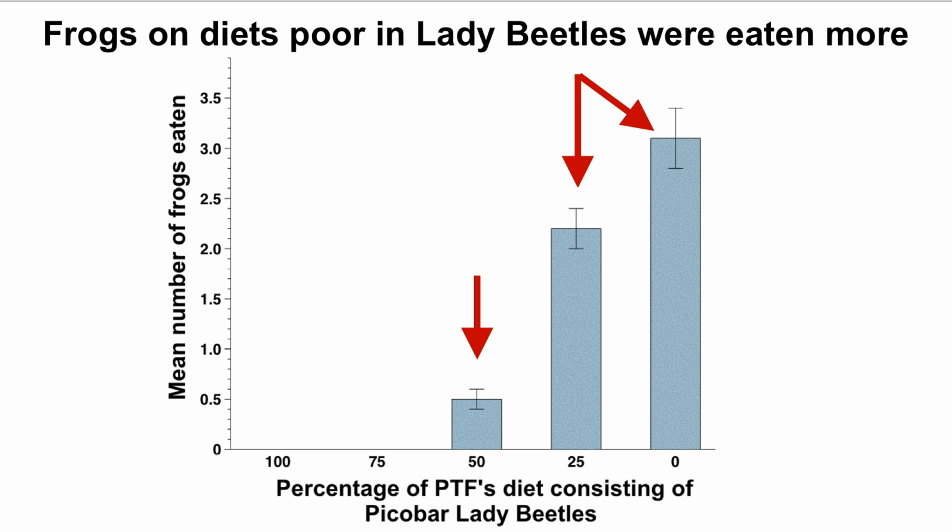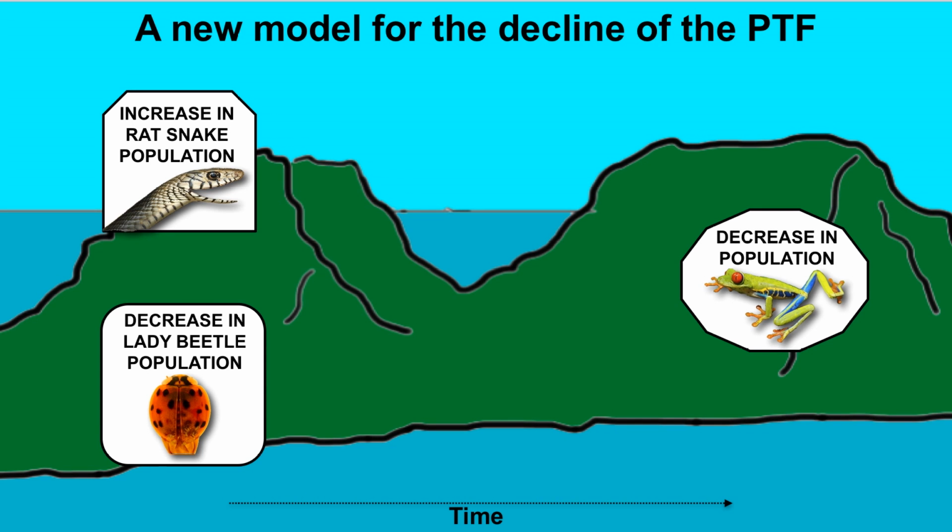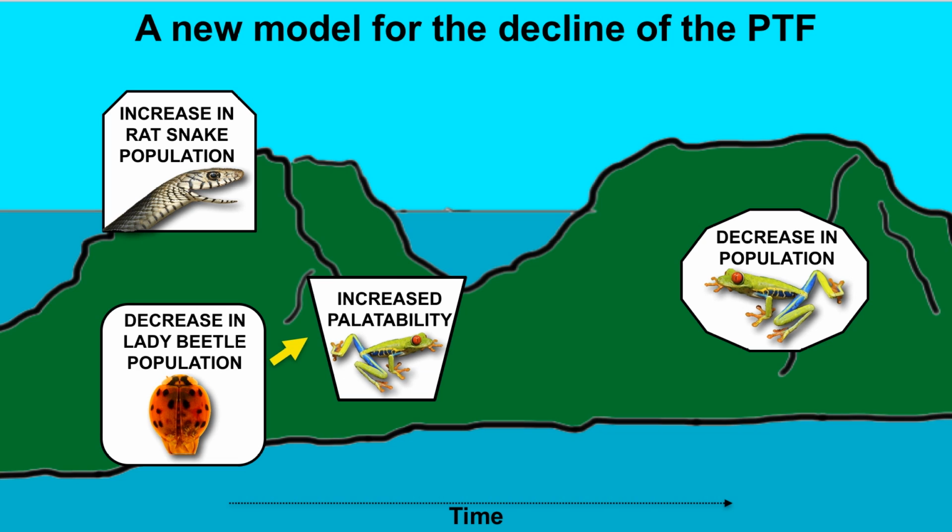So, what does it all mean? Well, the results support a model in which the Picobar lady beetle does indeed play a similar role to that proposed for the South American mealy red beetle. That is, when the frogs eat the beetles, they become unpalatable to predators. Thus, the recent decimation of the lady beetle population by a fungal pathogen could have made the frogs more attractive to predators, such as the rat snake.